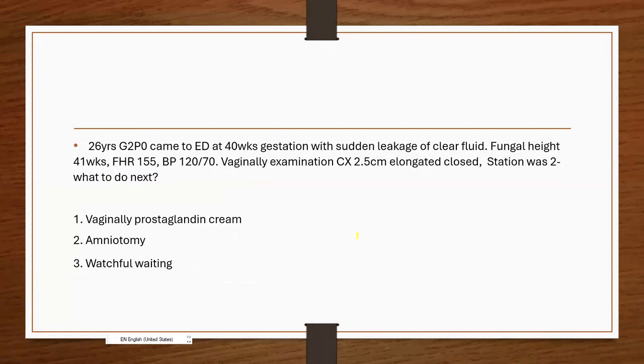26-year-old G2P0 came to ED at 40 weeks gestation with sudden leakage of clear fluid. This is not fungal, sorry, fundal height 41 weeks. Fetal heart rate 155. Blood pressure 120/70. Vaginal examination: cervix 2.5 centimeter elongated but closed. Station was -2. What to do next? 1. Vaginal prostaglandin cream. 2. Amniotomy. 3. Watchful waiting.